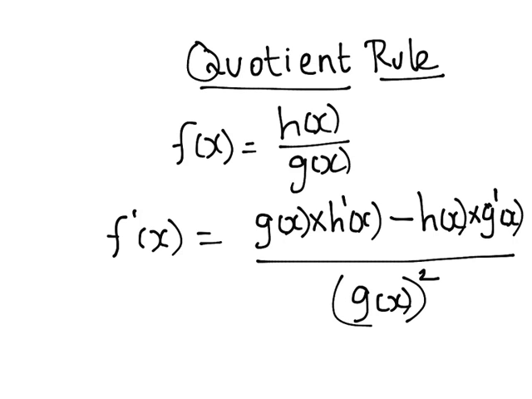So let me explain once again. To find the derivative using quotient rule, you multiply the denominator with the derivative of the numerator, minus the numerator multiplied with the derivative of the denominator, whole divided by the square of the denominator. So this is the quotient rule. So let me explain it using a problem.